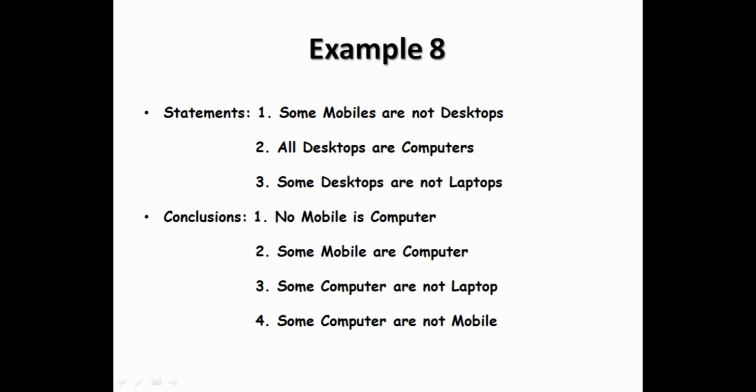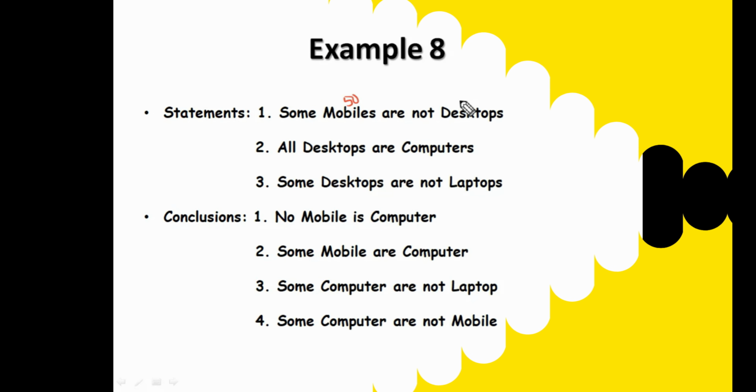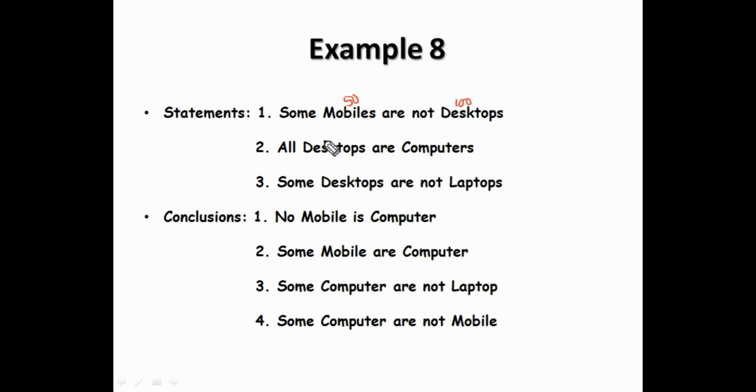Next example. Firstly, I am assigning all the values. Some means 50, not means 100, all means 100, some means 50, not means 100. First conclusion: No mobile is computer. Where is mobile? Here. Computer is here. First and second.